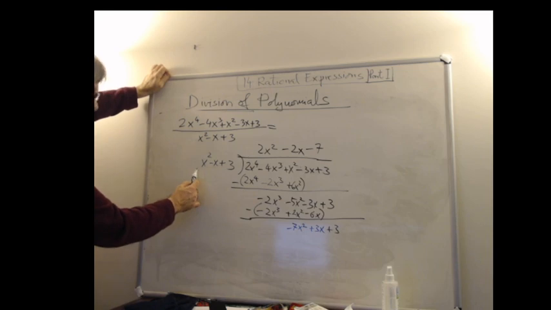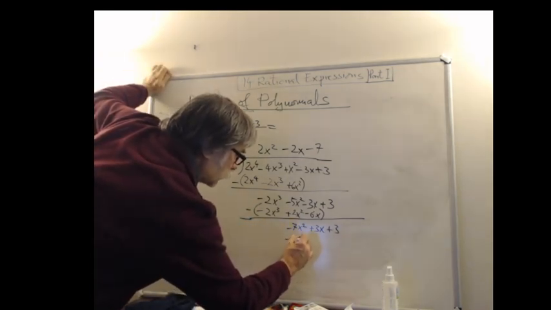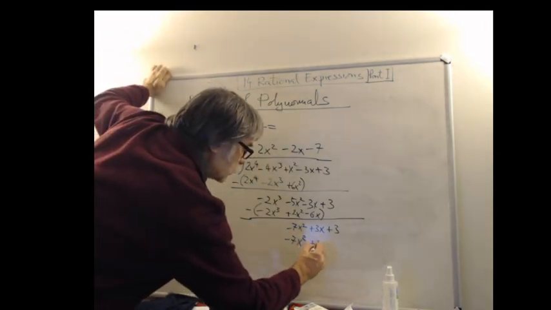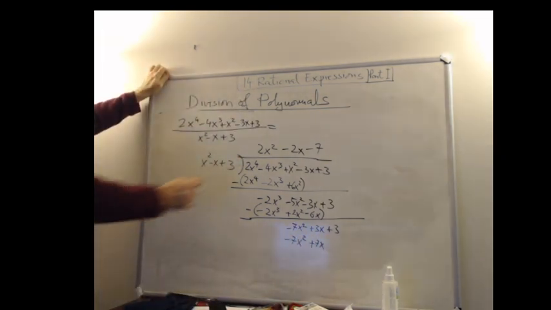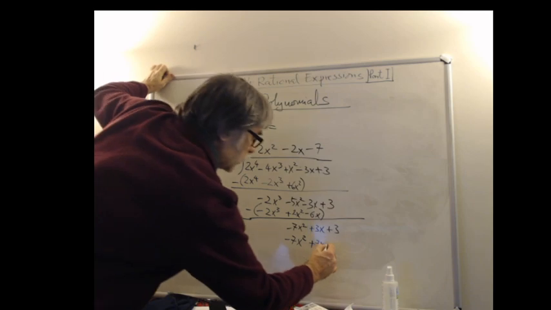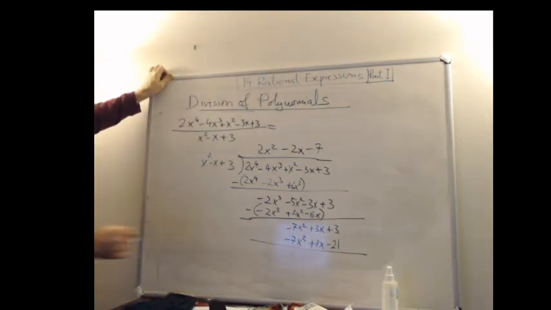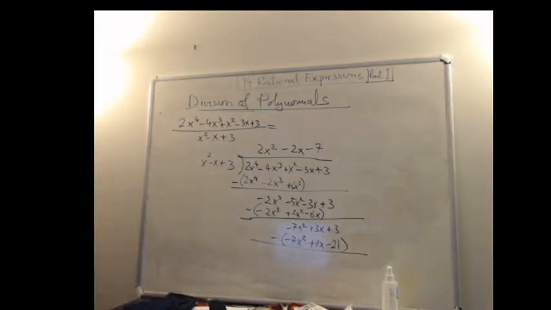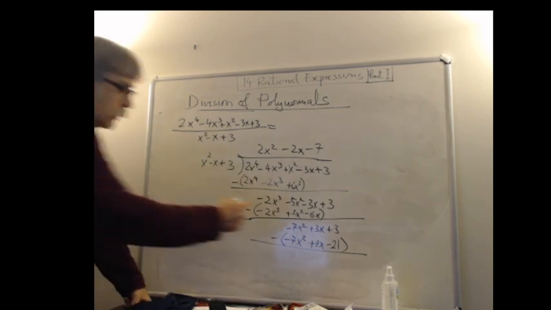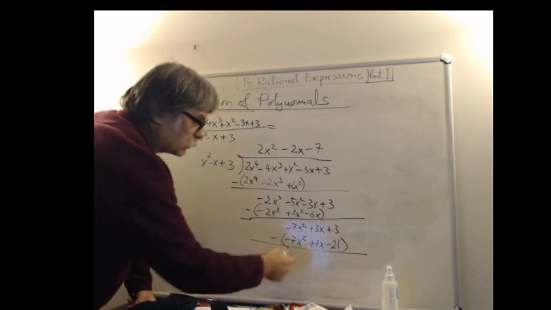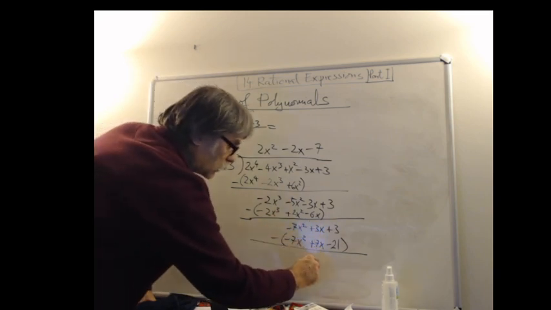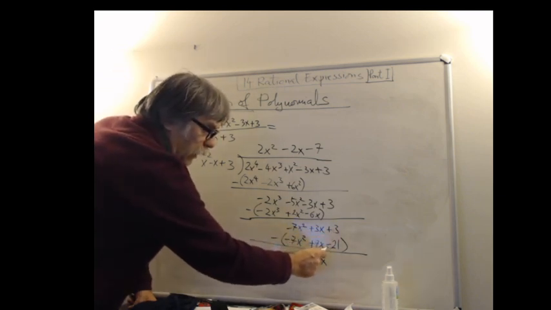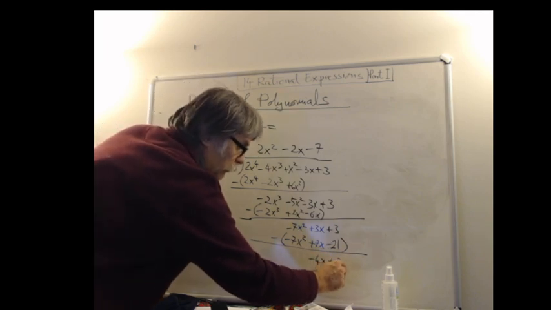Negative 7 times x squared is negative 7x squared. Negative 7 times negative x is positive 7x. Negative 7 times 3 is negative 21. Subtract. All right. This minus this is zippo. They're the same, so you're subtracting. 3x minus 7x is negative 4x. 3 minus 21, that's 3 plus 21, so you have actually 24.